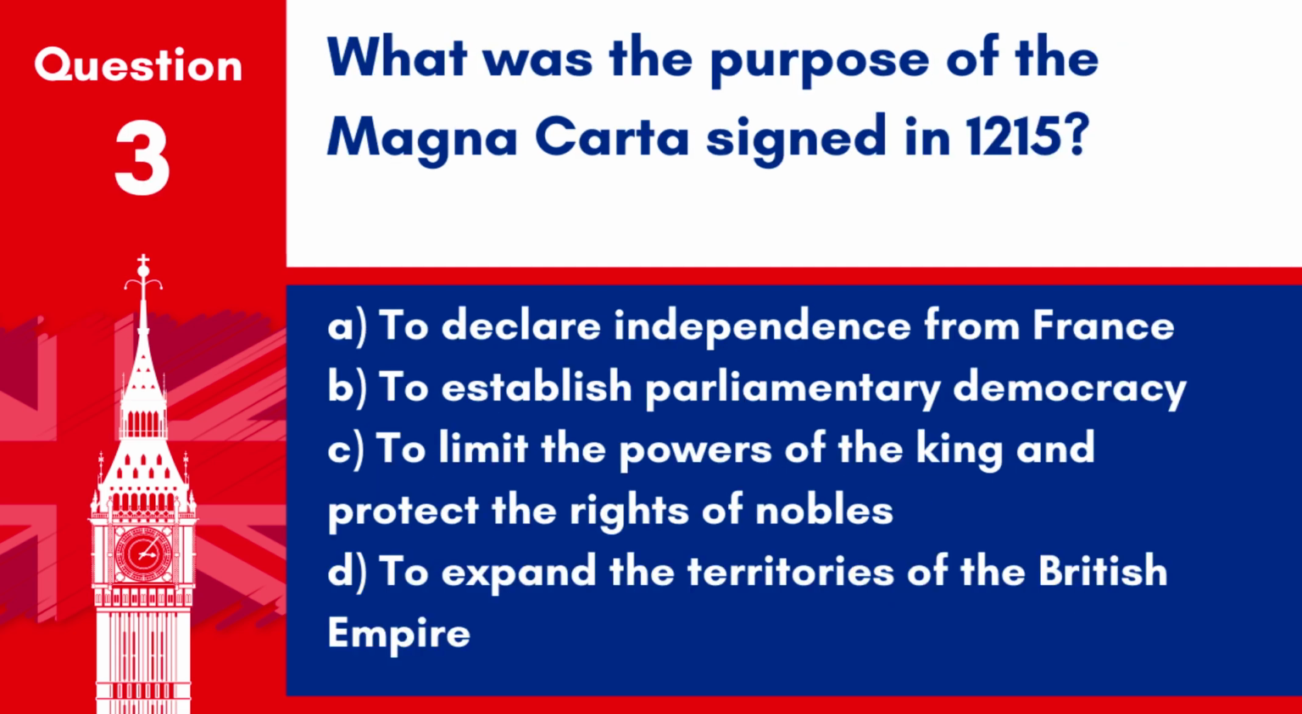Parliament. Question 3. What was the purpose of the Magna Carta signed in 1215? A. To declare independence from France, B. To establish parliamentary democracy, C. To limit the powers of the king and protect the rights of nobles, D. To expand the territories of the British Empire. Answer: C. To limit the powers of the king and protect the rights of nobles. The Magna Carta was signed by King John of England in 1215 and is famous for limiting the powers of the king and establishing certain legal rights.